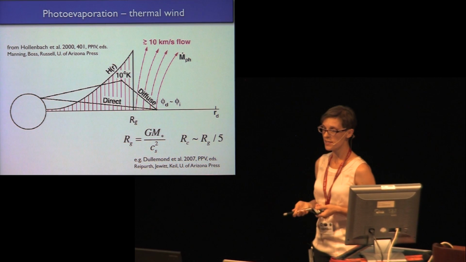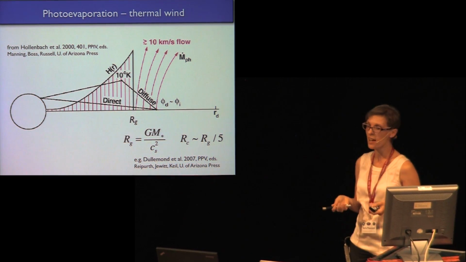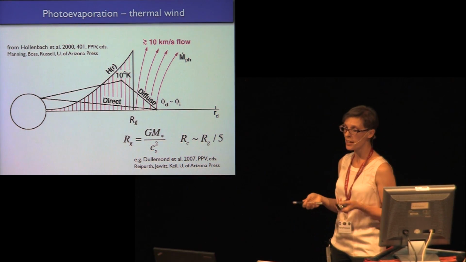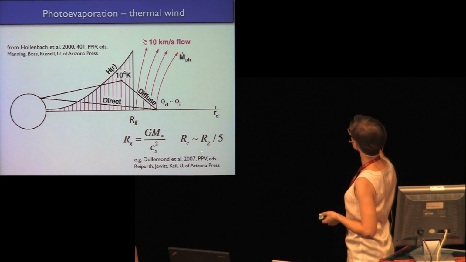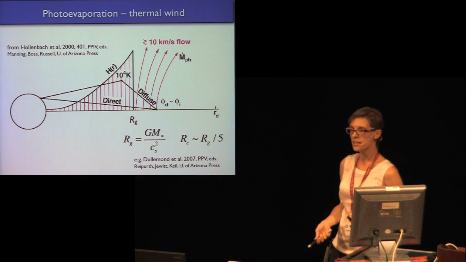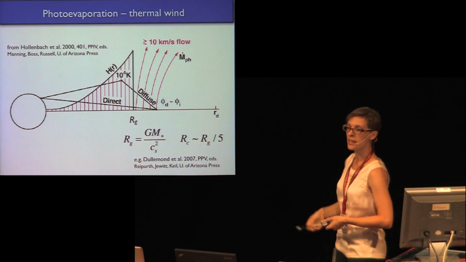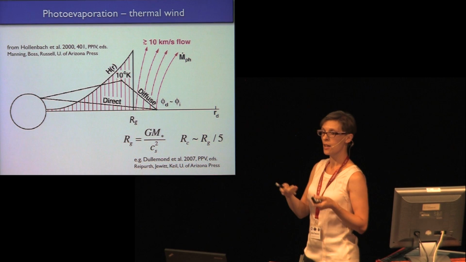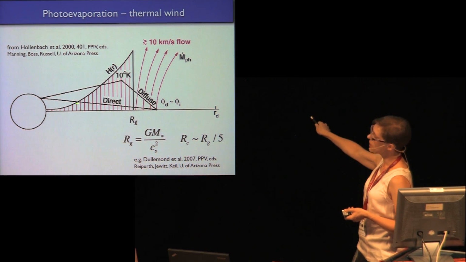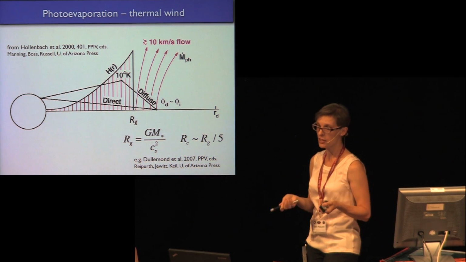Now, to give you a sense of dimensions here, for a sun-like star, the gravitational radius would be around 9 astronomical units, and the critical radius would be 1.8 astronomical units. So you see that from a view in which photoevaporation was affecting the outer part of the disk beyond the location where even Jupiter forms, now we have winds that actually start within even the snow line.